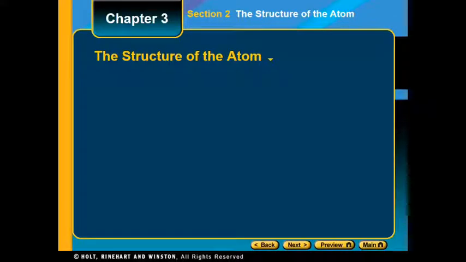Here we go with Chapter 3, Section 2. We're going to talk about the structure of the atom and some of the past experiments that have been done early on to give us a little idea of what exactly is in an atom.